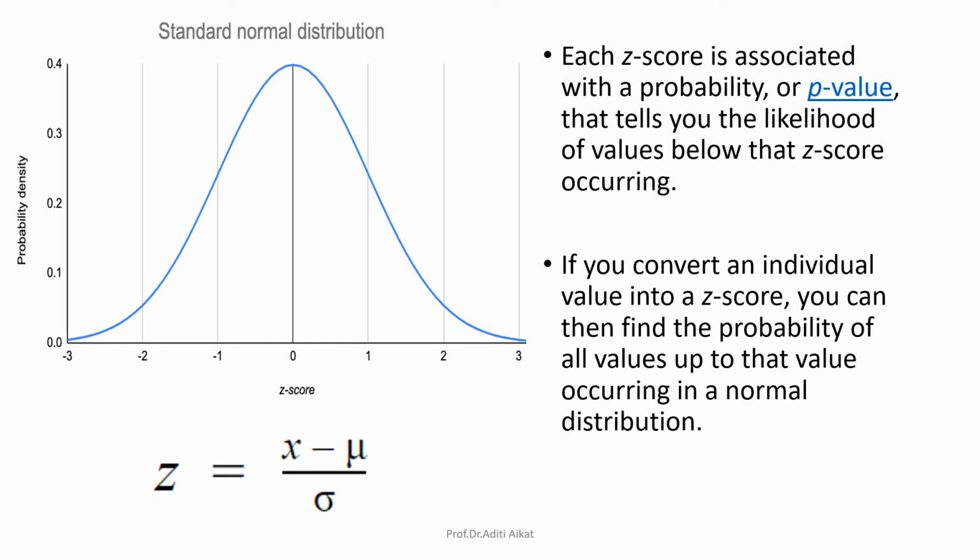So here you see a standard normal distribution. And how do you calculate the Z? It is calculated by measuring the deviation from the population mean divided by the standard deviation. And each Z score is associated with a probability, a p-value, that tells you the likelihood of values below the Z score occurring. So if you convert an individual value to a Z score, you can then find the probability of all values up to that value occurring in a normal distribution.